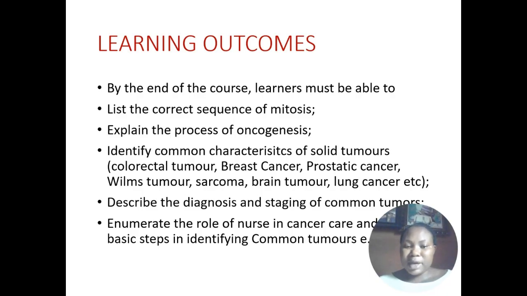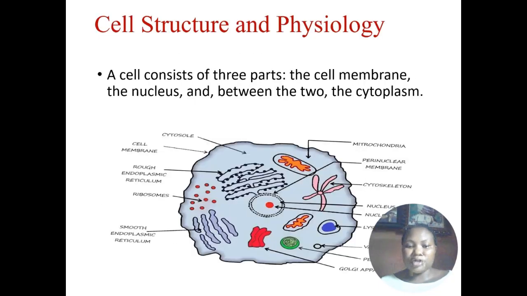Learning outcomes. By the end of this course, you must be able to list the correct sequence of mitosis, explain the process of oncogenesis, identify common characteristics of solid tumors, describe and diagnose the staging of common tumors, and enumerate the role of nurses in cancer care and treatment.